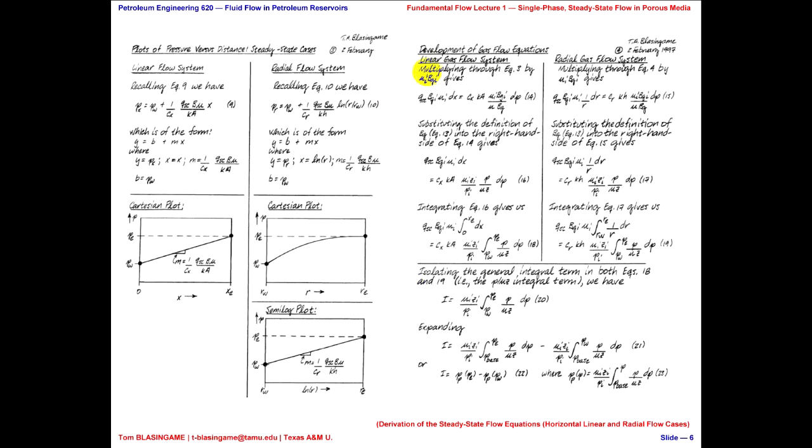So the first thing we do is we multiply through by mu I BGI. So we multiply both sides of the linear flow equation by that. We multiply both sides of the radial flow equation by that.